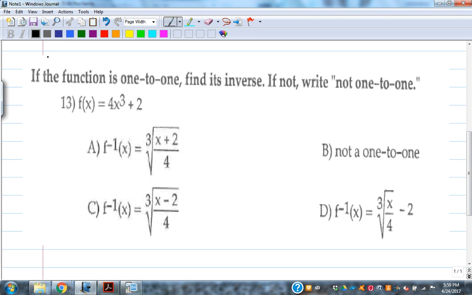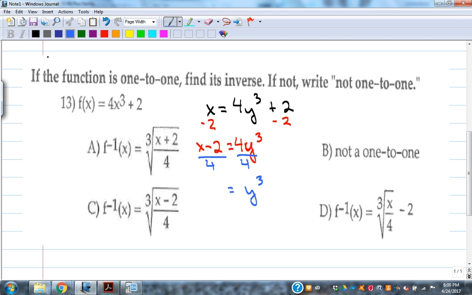So then when you're finding the inverse, what do inverses swap? Swap x and y. Good. So that's going to be x is equal to 4y to the third plus 2. Then I've got to get y by itself again. So I'm going to subtract 2. That's x minus 2 is equal to 4y cubed. I would divide everybody by 4. y cubed equals x minus 2 over 4.